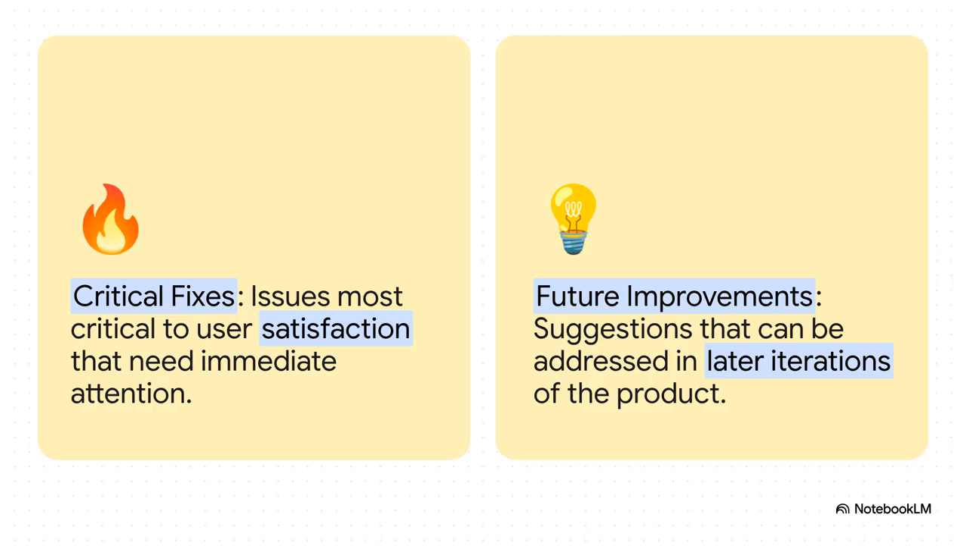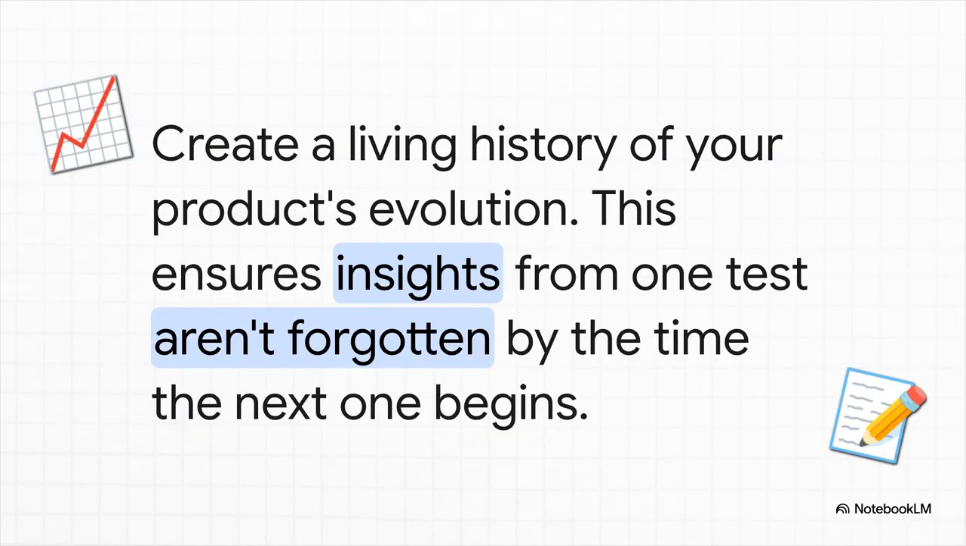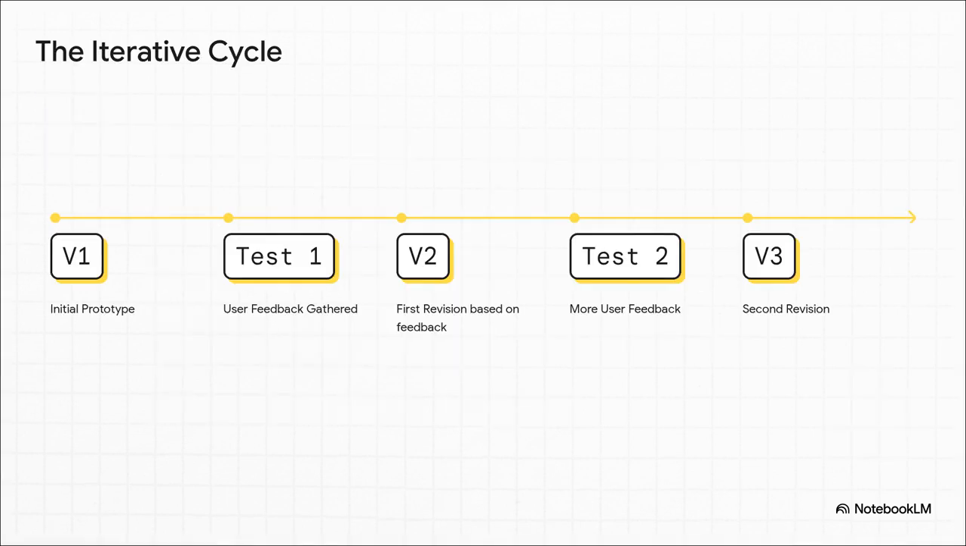That focus is everything. And finally, step 3 is all about creating a living history of your product's journey. Tracking your progress, make sure that the amazing insights you get from one test don't just get forgotten by the time the next one rolls around. You can see that cycle right here in action. You actually document how the feedback from that first user test directly shaped the changes you made in version 2. This creates this super clear record of why you made certain decisions, and it shows how every single iteration is a direct response to what your users actually need.